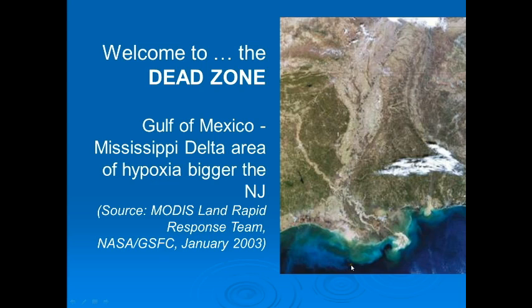We have a dead zone at the Mississippi Delta where it reaches the Gulf of Mexico. This hypoxic area is bigger than New Jersey. In this area, life cannot exist. Right? There is not enough oxygen there to support aquatic life.